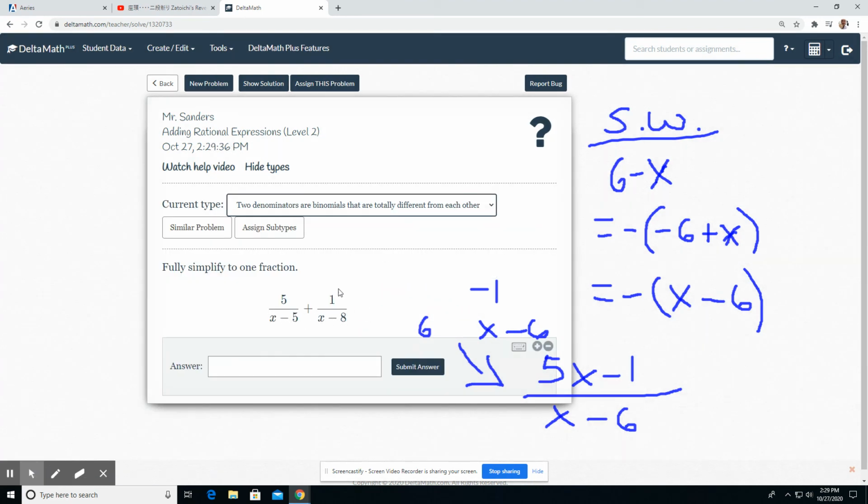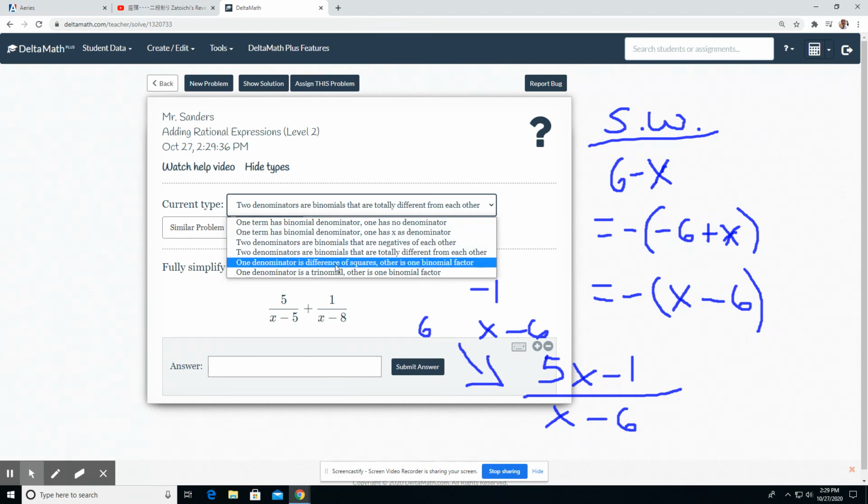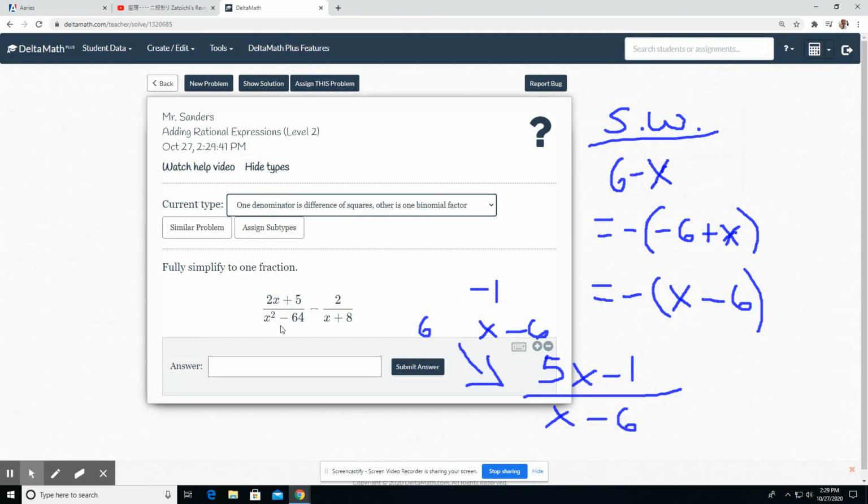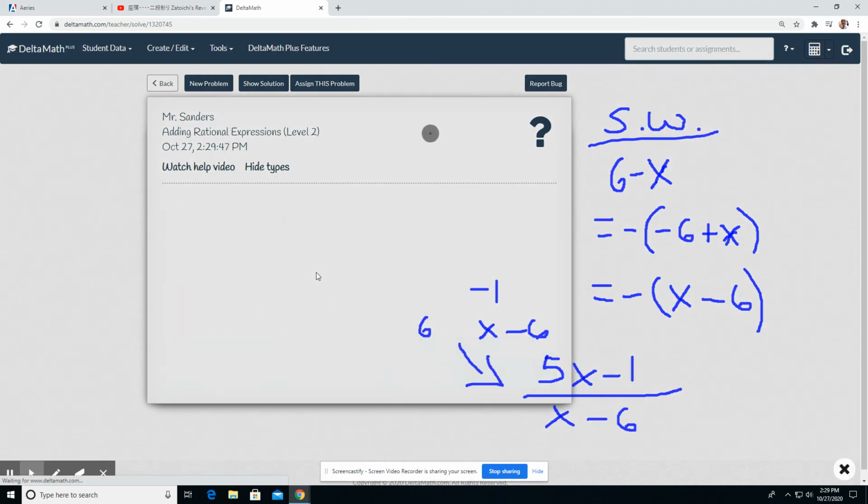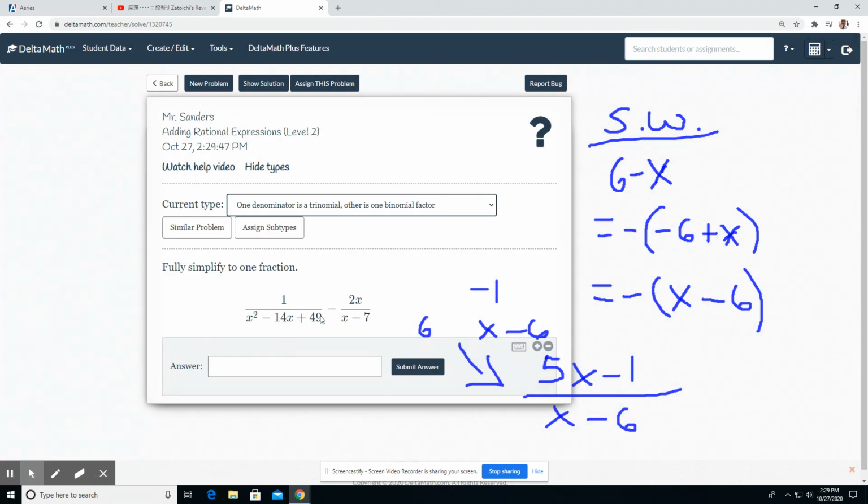Multiply these two together. Difference of squares, so you have to factor that again. And this is like the one that I had done previously.